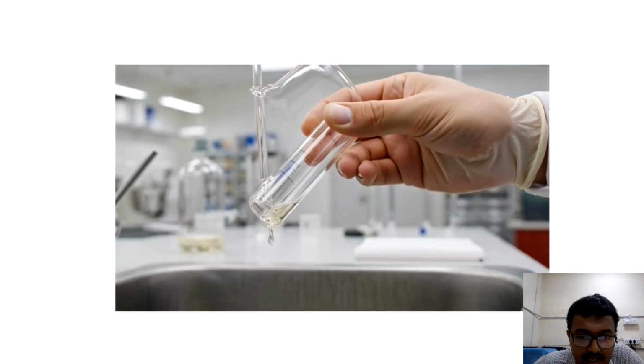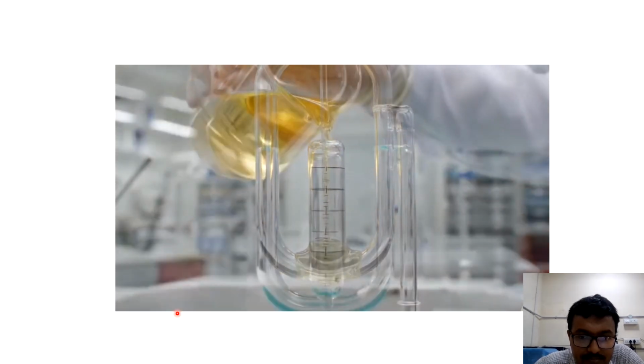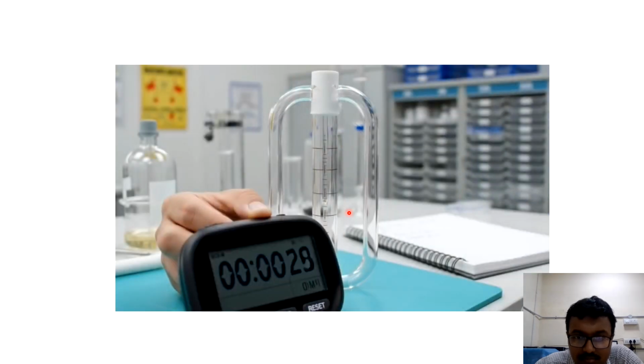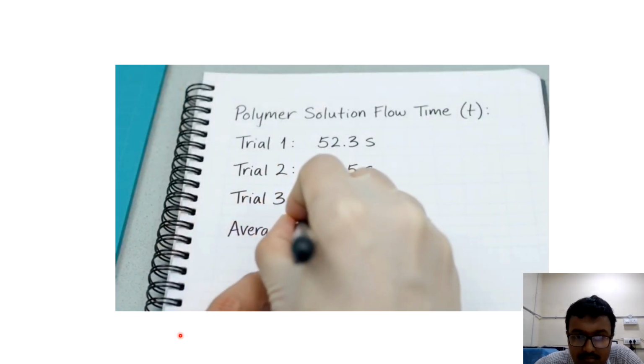First, you can see here, there are two markings. Empty the viscometer and rinse it with the polymer solution. Now, fill the viscometer with the polymer solution. Cover the tube, draw the solution up, and release to start the time of flow between the marks. Repeat for accuracy and record the average.